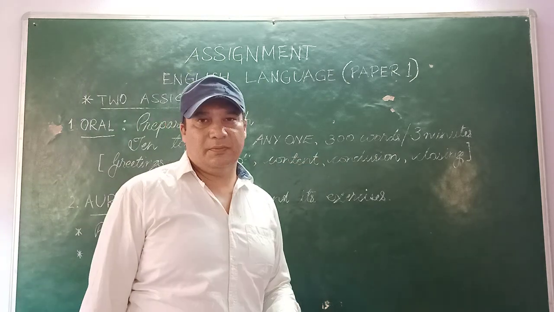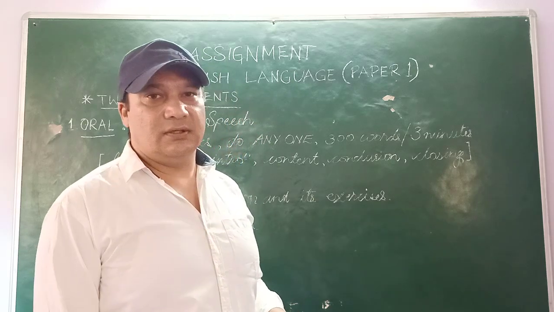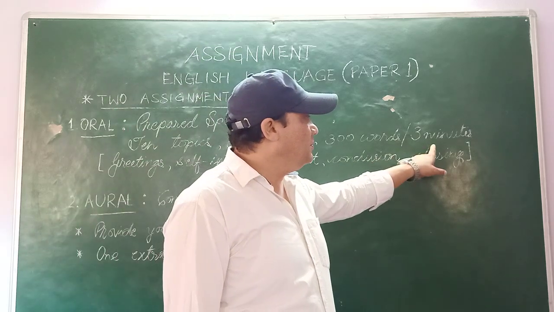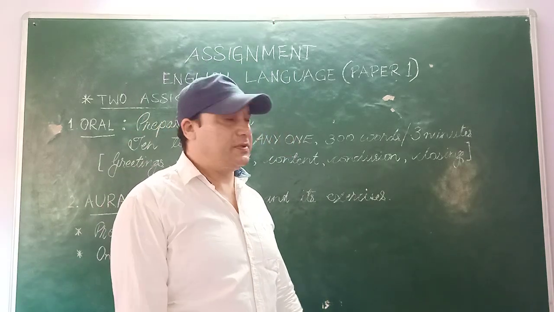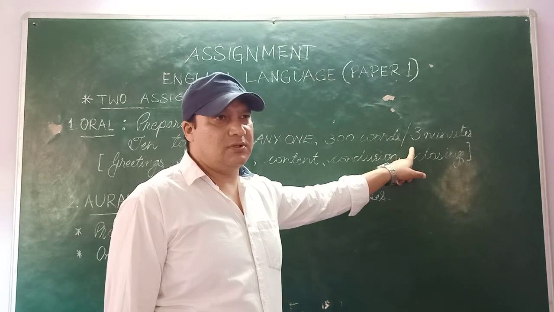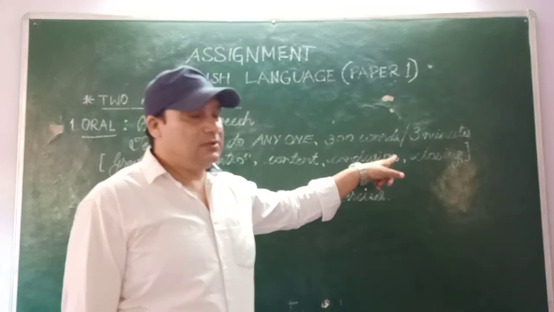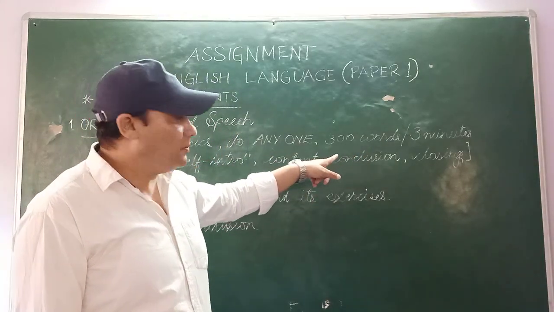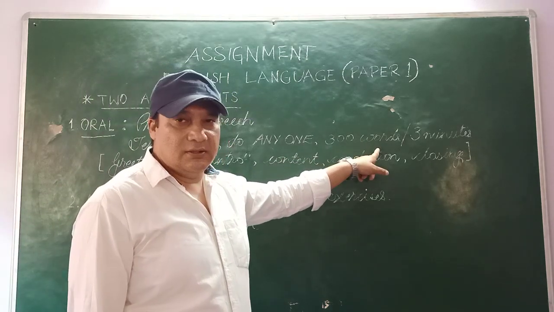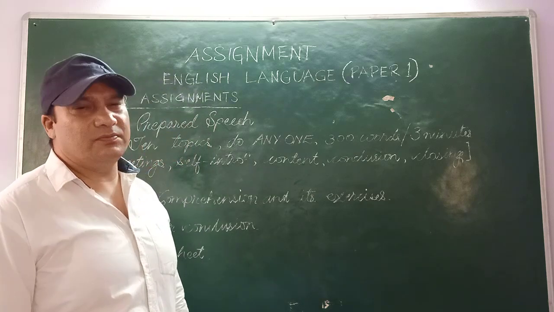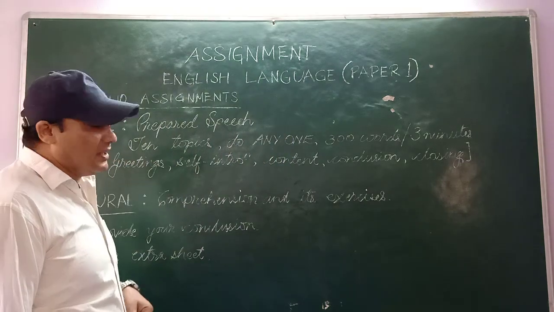So the word limit of your prepared speech is 300 words, or when you deliver it, when you say it, it should be summed up in 3 minutes. The maximum time duration to deliver your speech is 3 minutes. So it should not cross 3 minutes. It's 3 minutes or less than that. So you have to prepare a speech on any one of the 10 topics in 300 words maximum when you write it, and when you deliver it, maximum it is 3 minutes. So this is your first assignment.